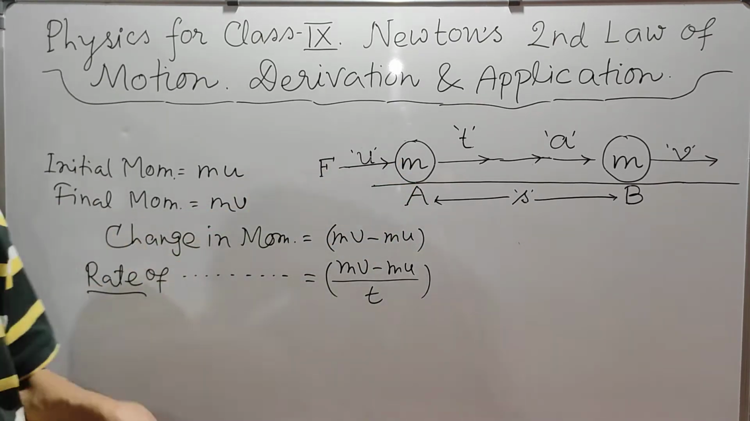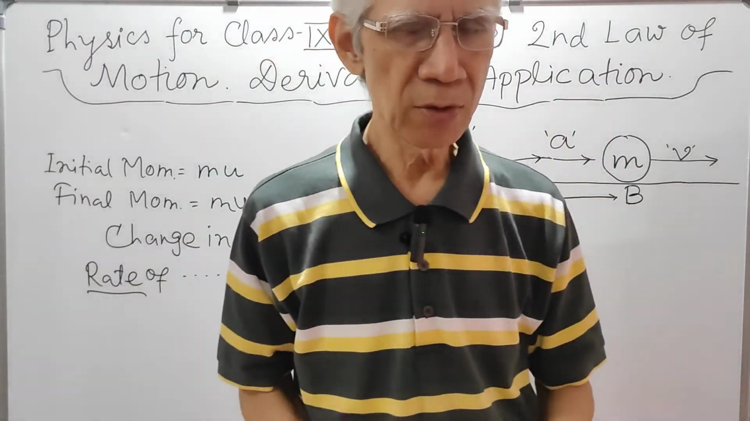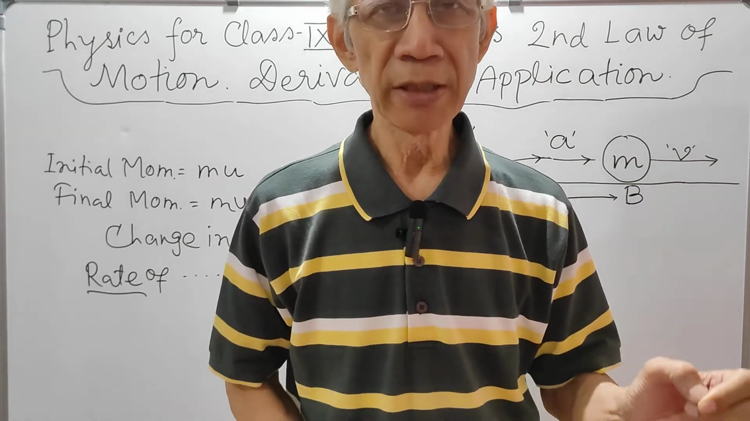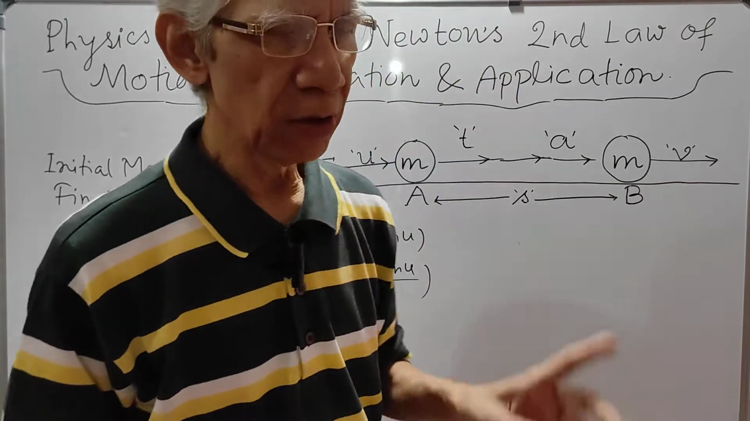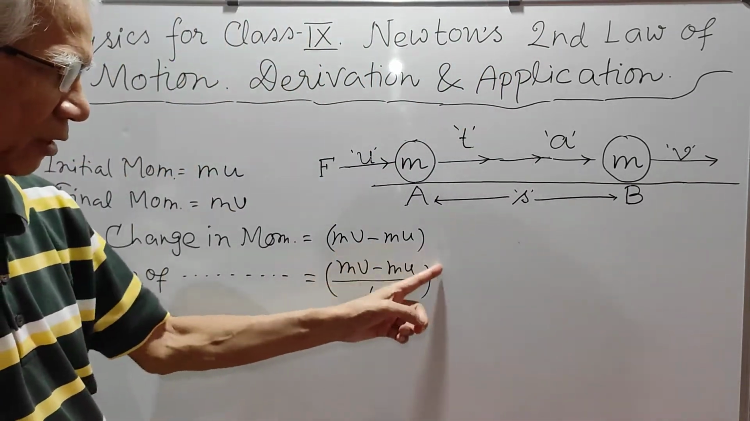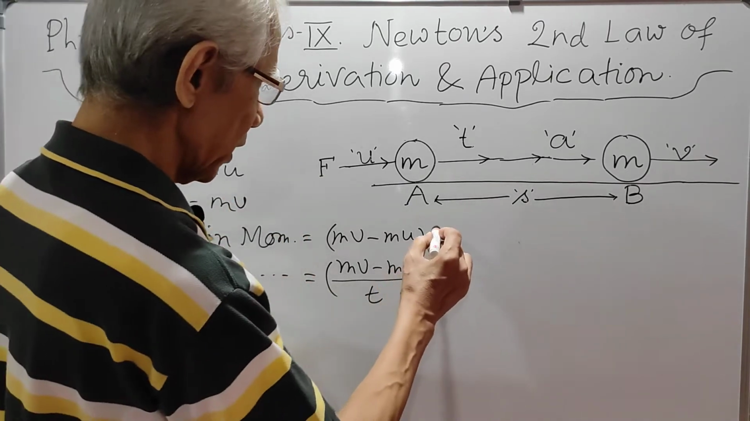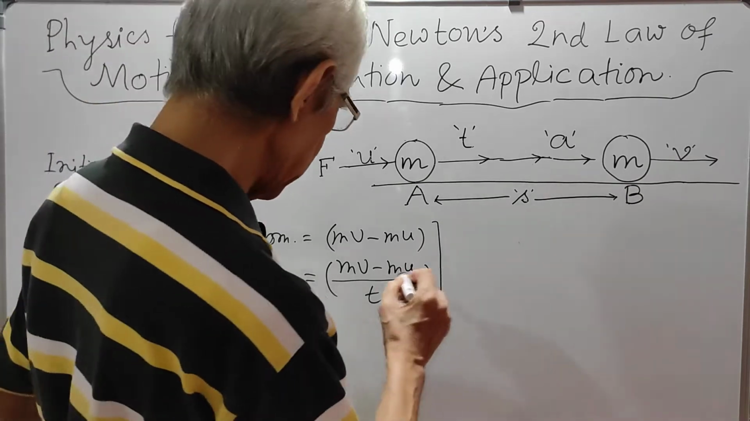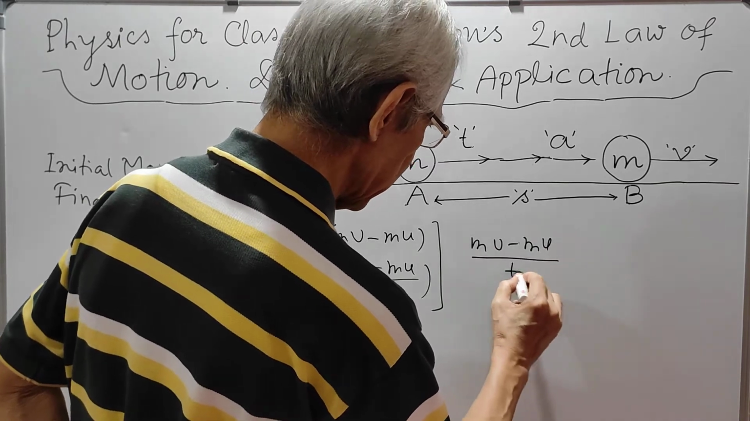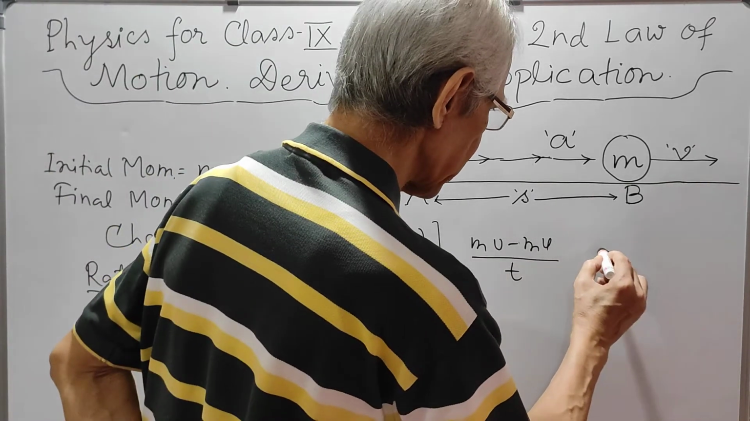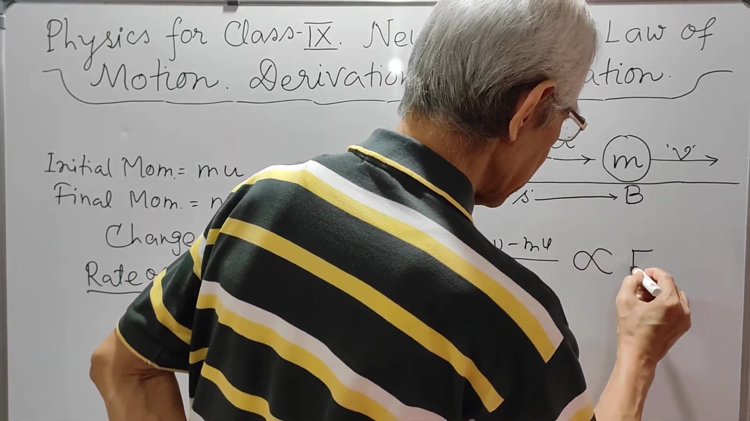All right. Now the second law of Newton, Newton's second law of motion says what? The rate of change of momentum of a moving body is directly proportional to the applied force. So according to Newton's second law of motion, this rate of change of momentum is directly proportional to the applied force F. That means this (mv minus mu) by t, this rate of change of momentum, is directly proportional to what? The force applied on the body.